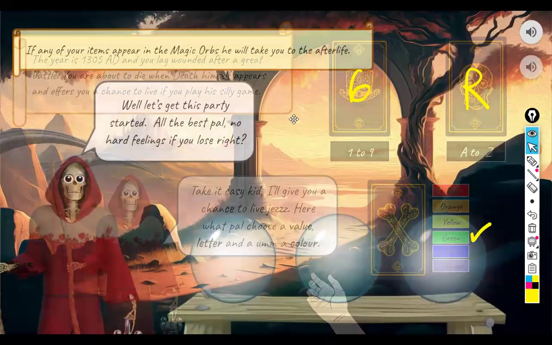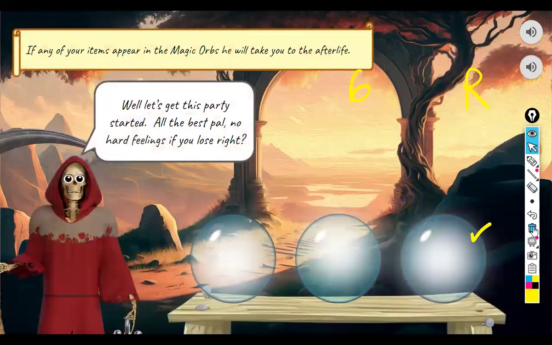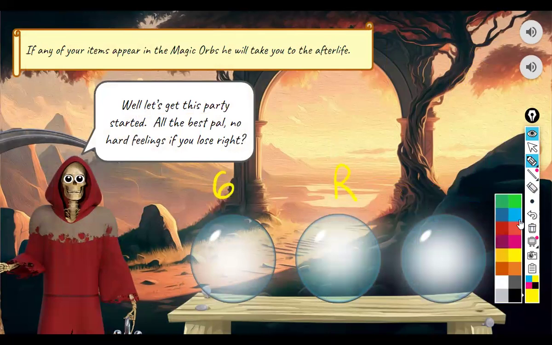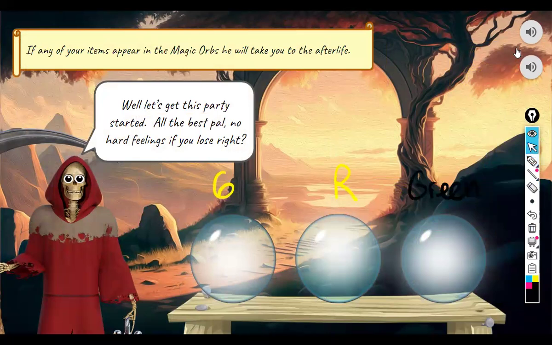All right, so you notice he has 3 orbs in front of you. Let me write down my choices here. I was 6R, and my color was green. So if any of my choices appear, I die. Let's see the first choice. In the first orb, 3 and 4 appear. Is anybody out of the game? If anybody chose 3 or 4, you're out. You go to the afterlife. If you did not choose 3 or 4, you have survived.